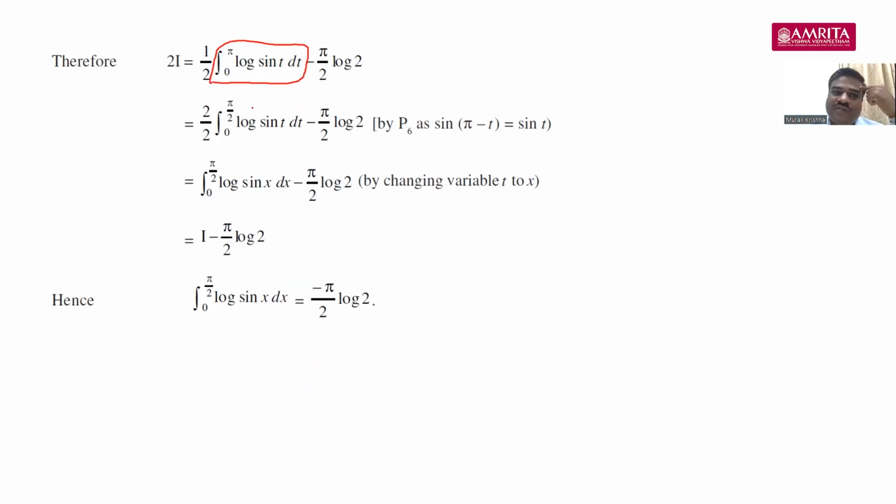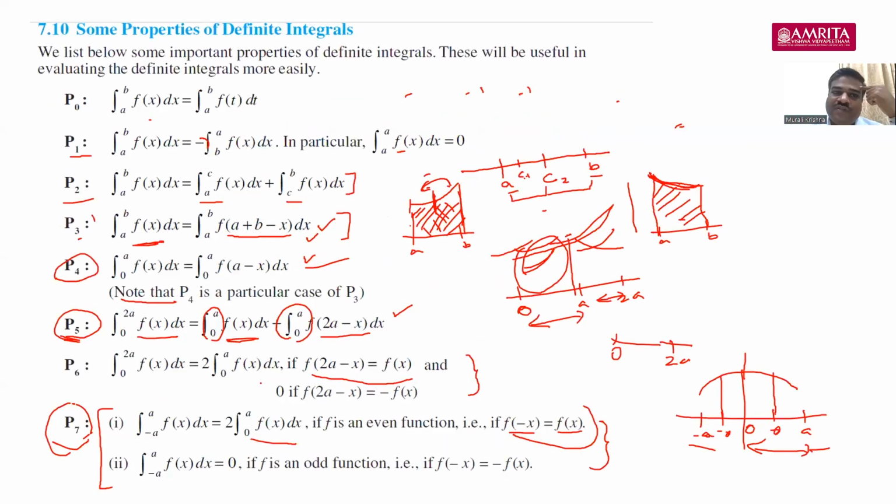And again, for this problem they applied integral 0 to pi, and they applied one rule. I'll show the rule. Please look into this P6 rule. If you are doing 0 to 2a f of x dx, if f of 2a minus x is the same as f of x, then you can write this as integral 0 to a f of x dx. This is the idea.